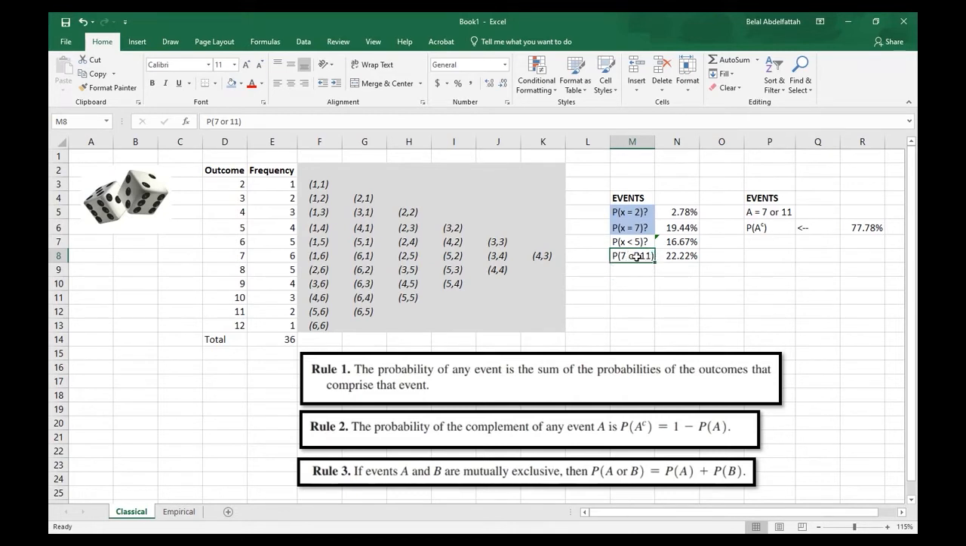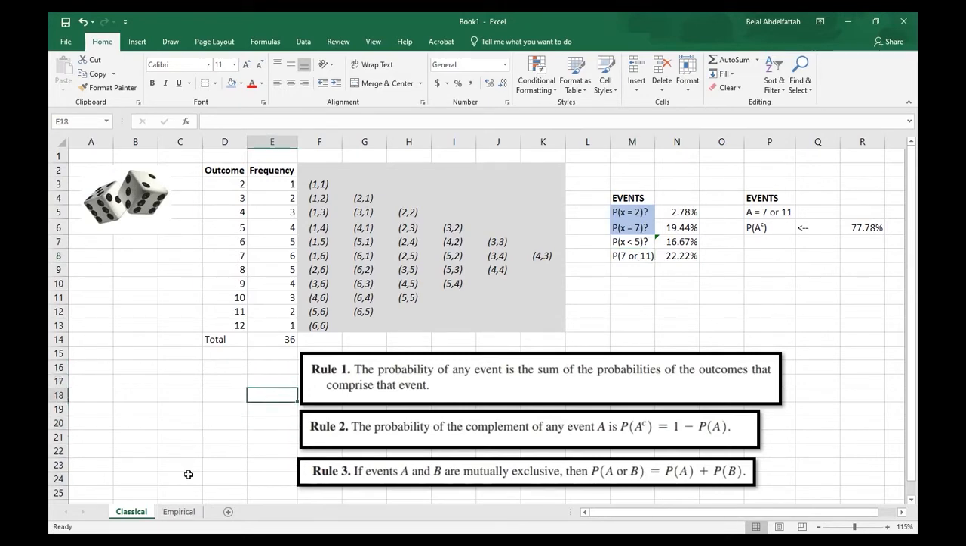Now the keywords are going to matter. The keyword or is very important because it's letting you know that it's looking for this outcome or that outcome, not both, not 7 and 11, only one of them. So hopefully you have a better understanding of what these three rules are talking about.